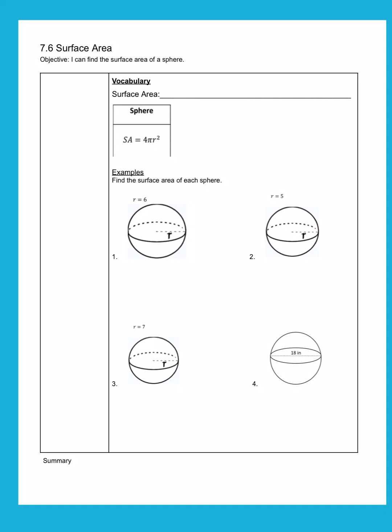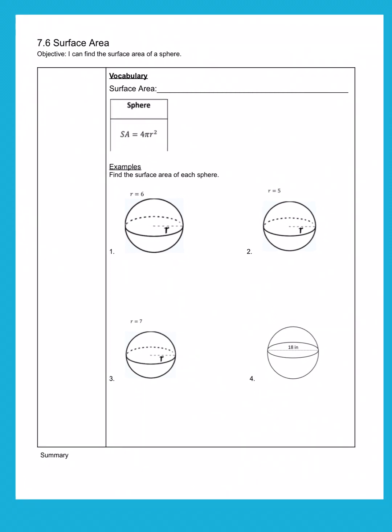For 7.6, we are going to look at the surface area, and the only shape that we need to practice is the sphere. So the surface area is the outside of a 3D shape.